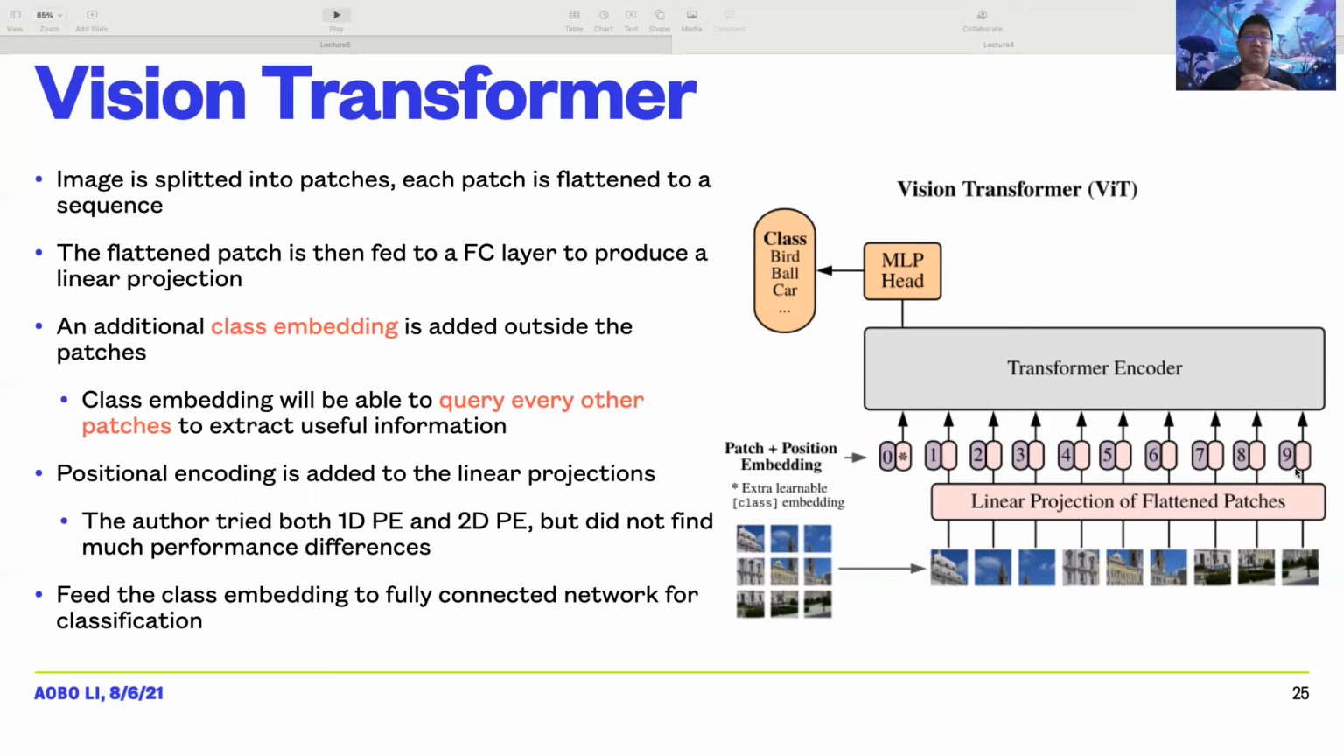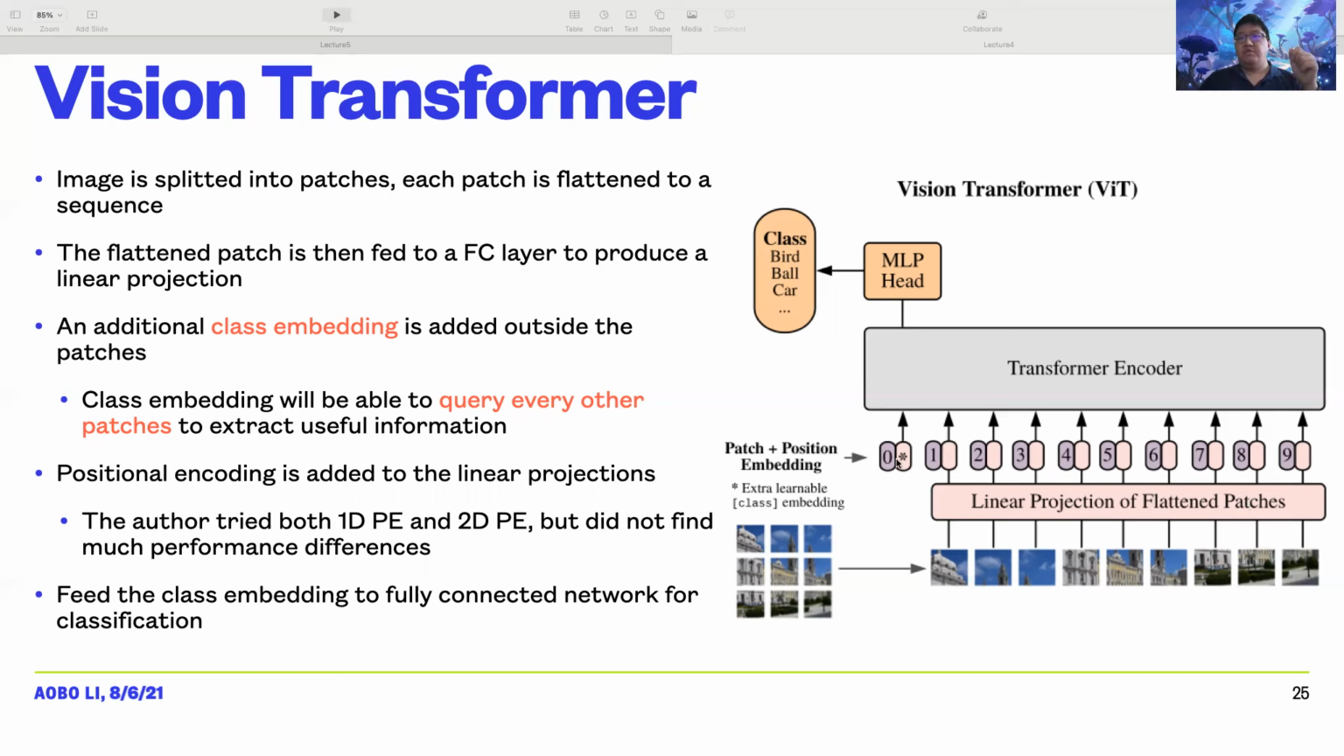And we add positional encoding to this linear projection. As you can see, it shows in numbers: 0, 1, 2, 3, 4, 5, 6, 7, 8, 9. So that's the positional encoding. The authors actually tried both 1D PE and 2D PE, but did not find much performance difference. So it looks like the 1D positional encoding is performing good enough for the purpose of the vision transformer.